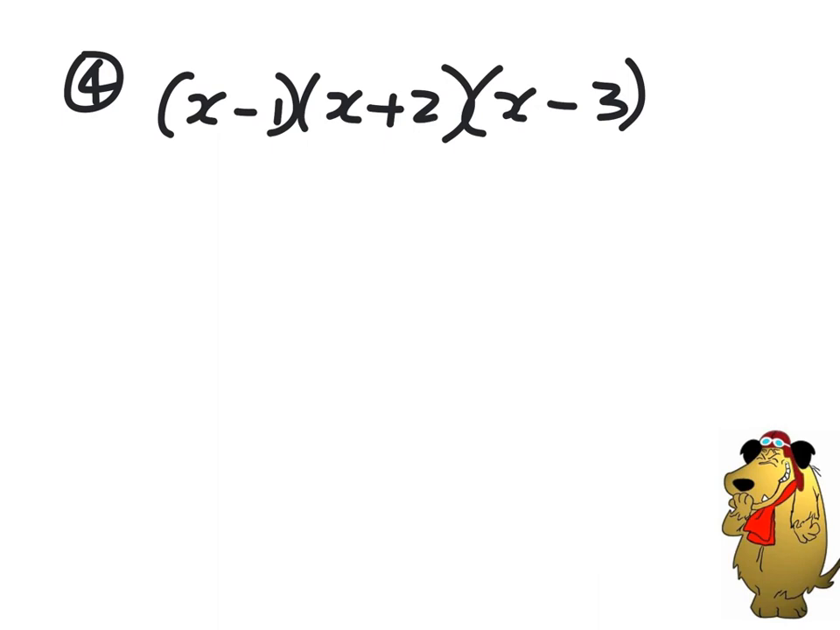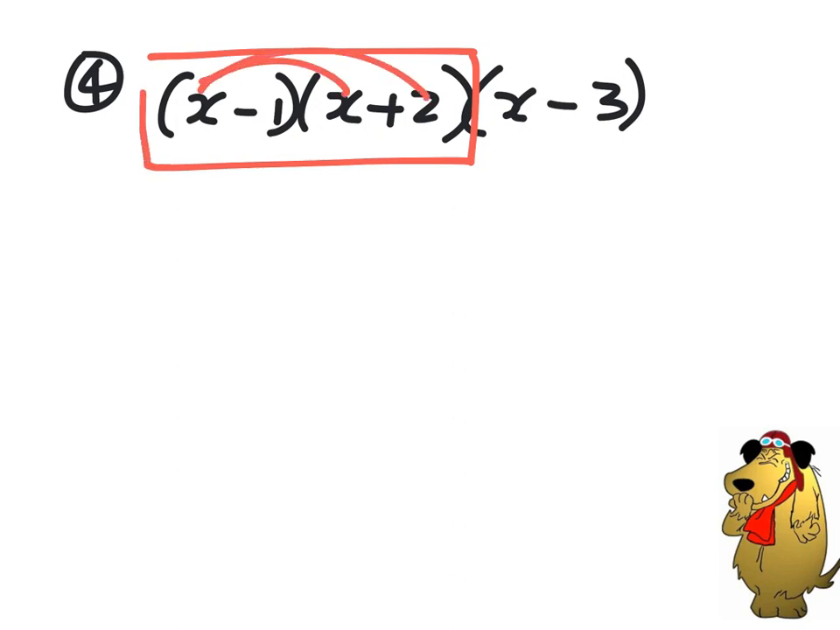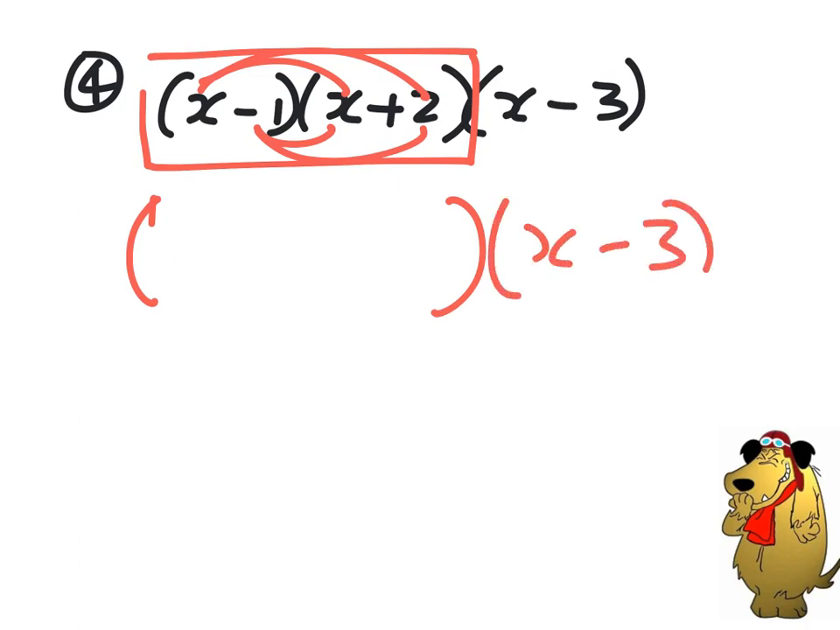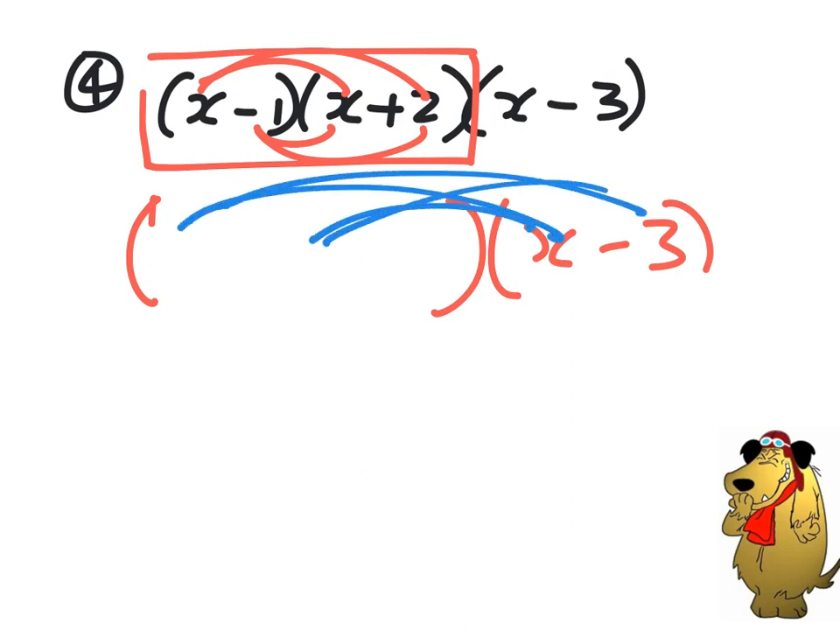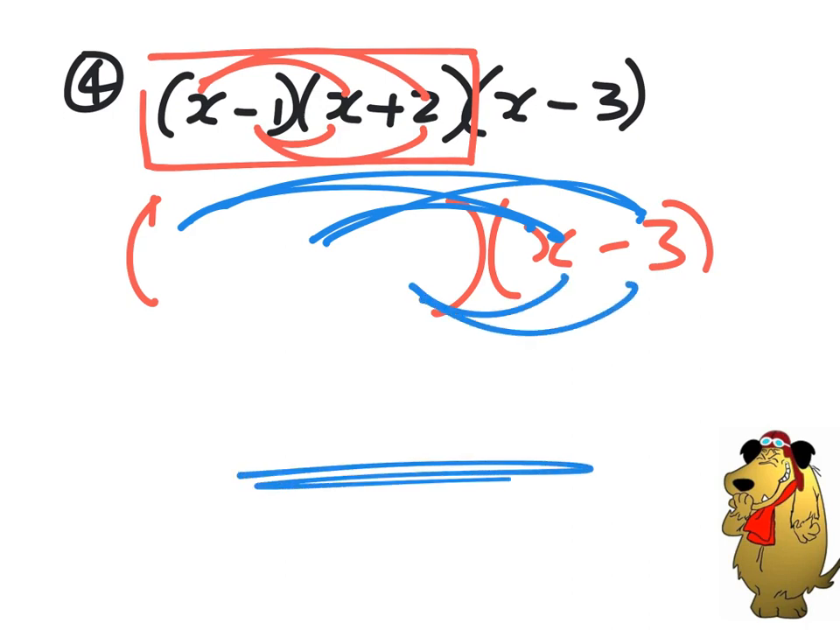Question 4. Nice, we remove the brackets. So let's say we're going to deal with the first two first of all. So I'm going to do x times x, x times 2, negative 1 times x, negative 1 times 2. That's going to give me another bracket, which I'm then going to multiply the x minus 3 with. So another that times that times that, and so on, all the way across. And then tidy it all up. You should be able to do that. We've done a few of them.